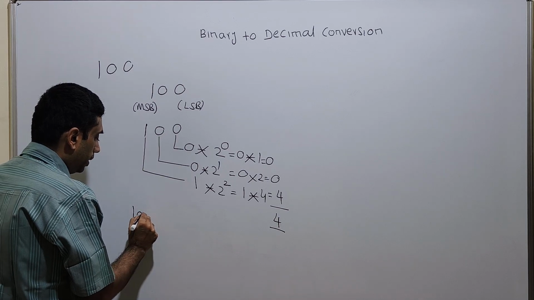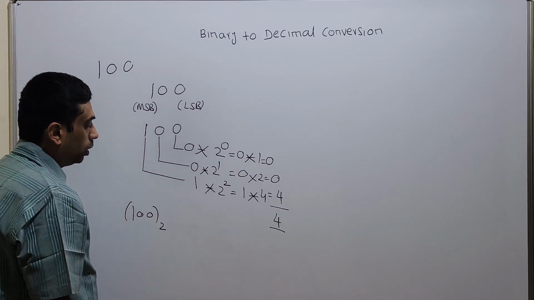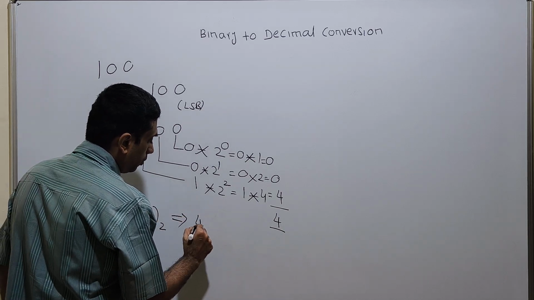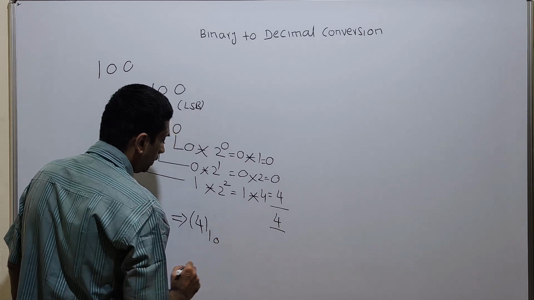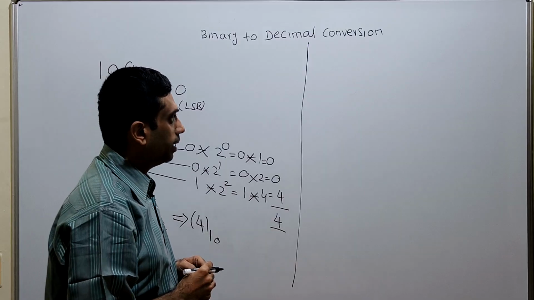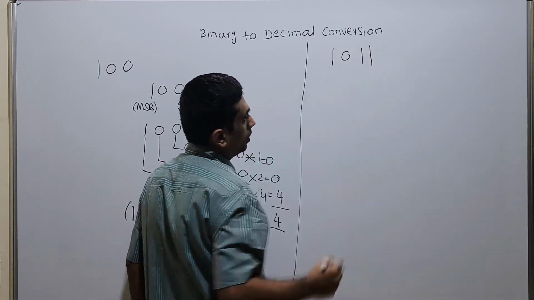So the given binary number is 100. This base is 2 because it contains only 2 digits, 0 and 1, which is converted into the decimal number 4. This base is 10, which contains the 10 numbers from 0 to 9. So we will take another example and convert it into a decimal number.